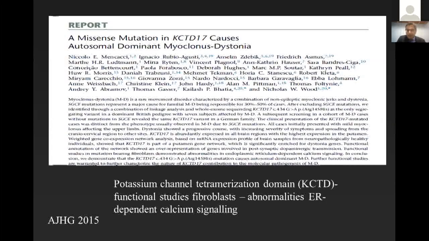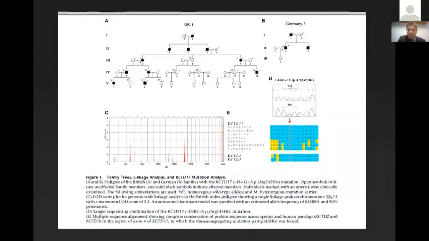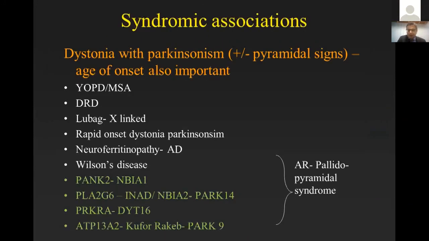There are some other rarer genes causing myoclonus dystonia. This is one of them, KCTD17. This is a potassium channel tetramerization domain gene. It causes abnormalities in the ER and has ER-dependent calcium signaling. Again, something to do with calcium signaling here in this particular disorder.